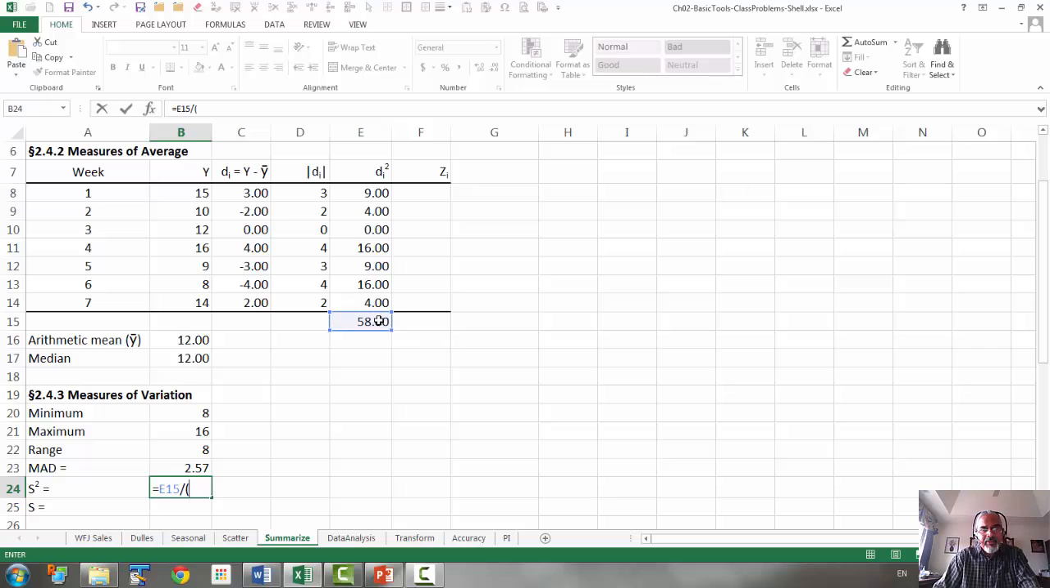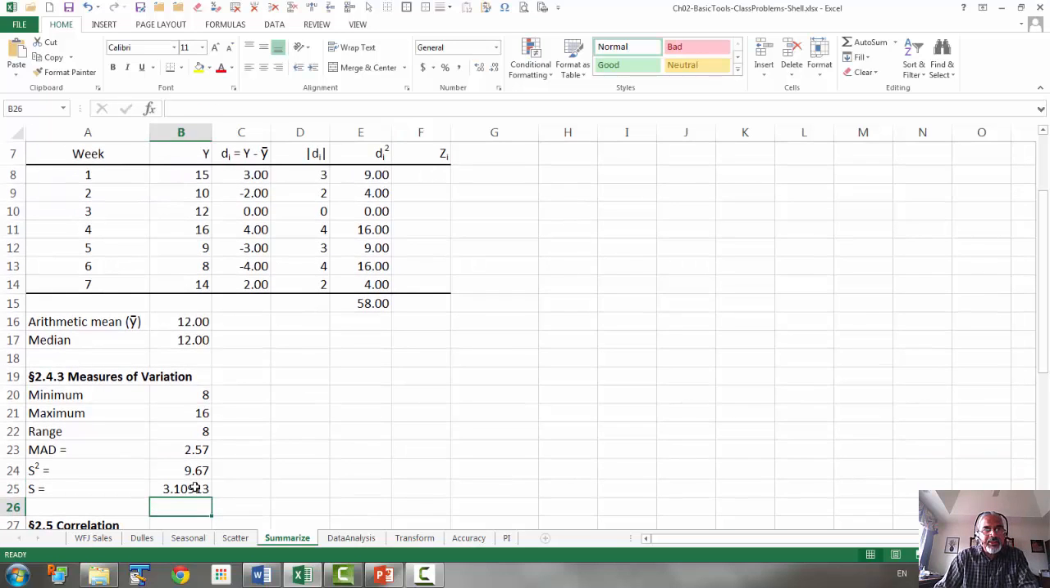N minus 1 is, let's do a count of this minus 1, and make sure that the brackets are properly placed. So that will give us the variance. The denominator is n minus 1. And standard deviation is simply the square root of that, and the square root function is SQRT. So that will give us the standard deviation of the y values.